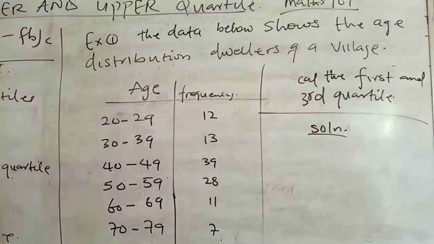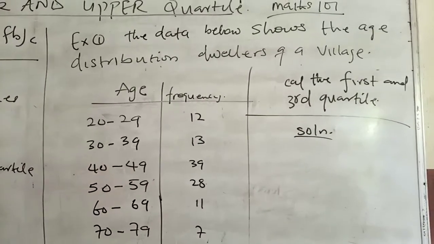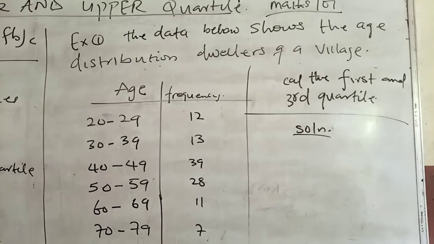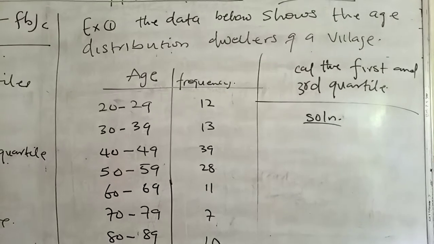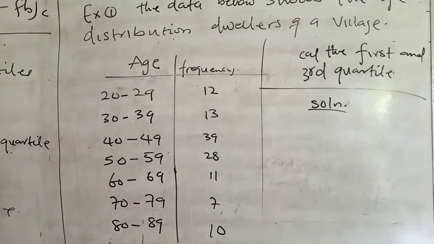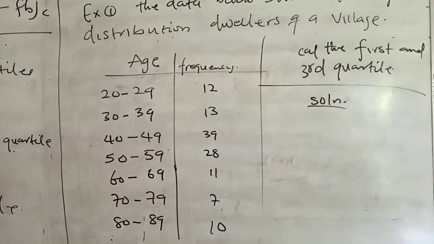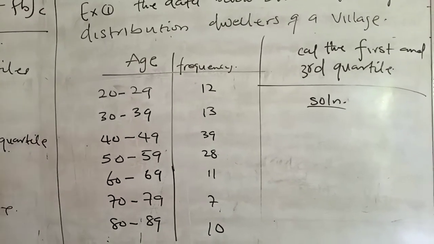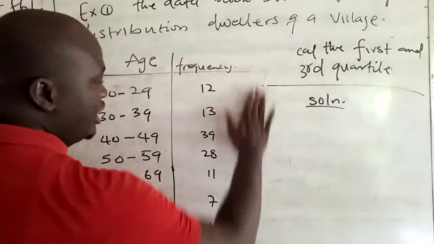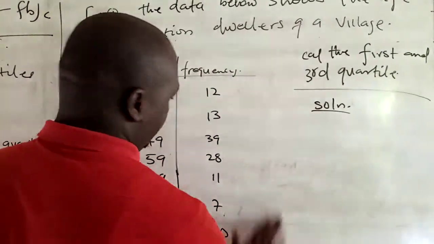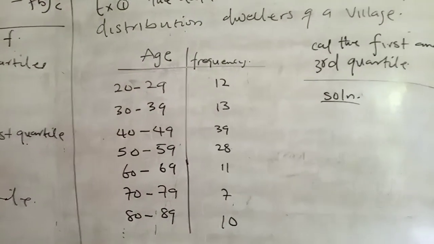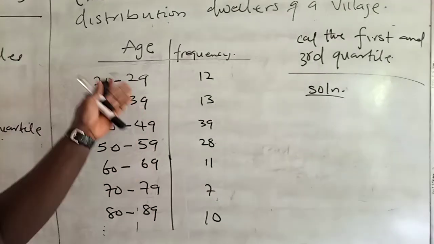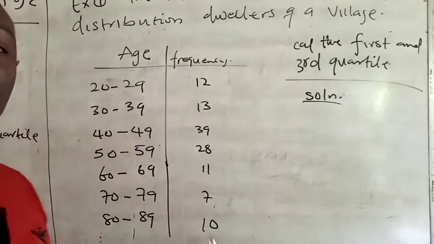The first thing we have to do under upper and lower quartiles is to construct a cumulative frequency curve. Of course, I know you guys know how to construct a cumulative frequency curve. We have been doing it since. Are you guys with me? You should know that we have a lower class boundary, so the next thing we are going to do is construct the class boundary and the cumulative frequency.